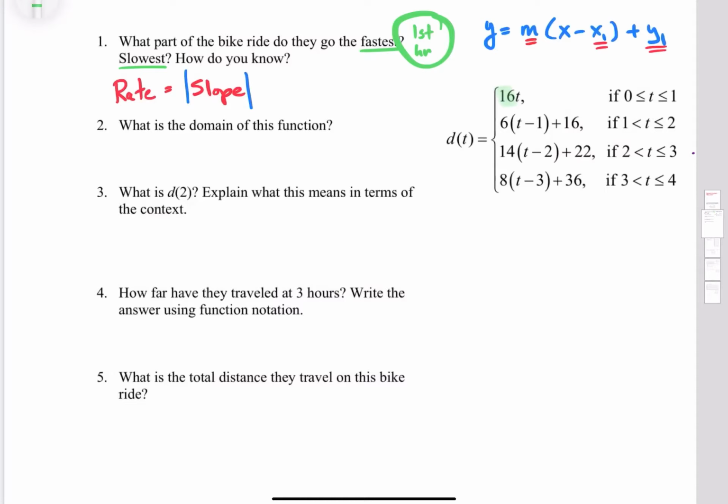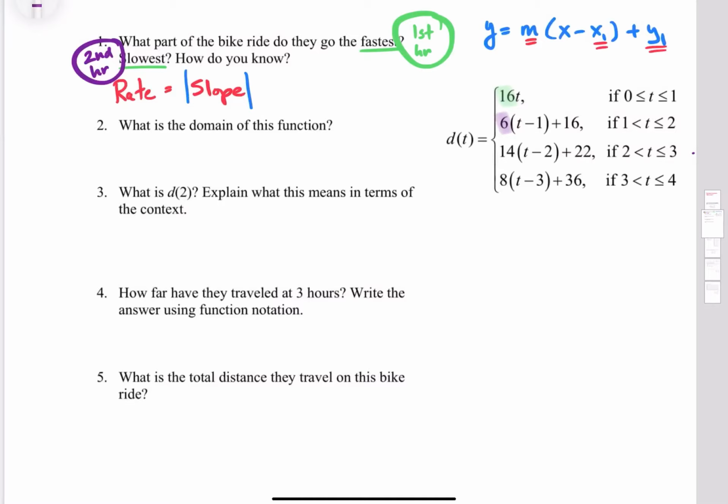Now, the part that they are traveling at the slowest rate is going to be the one with the smallest slope. If we take a look, the smallest slope is right over here in the second hour. So during the second hour, they're traveling the slowest. Okay, so that's how we figure out how fast or how slow somebody is traveling within the scenario. We're taking a look at their rate, which is the same thing as their slope. The greater the slope, the faster they're moving. The lower the slope, the slower they are moving.